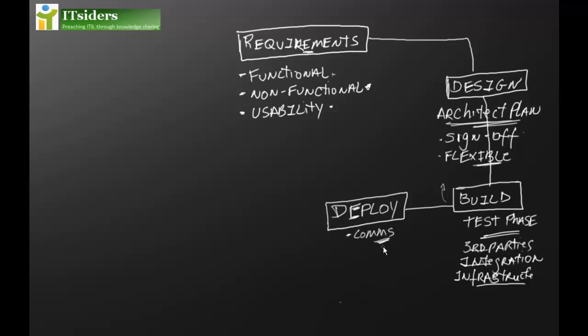Also, it's important to know how to manage expectation from the users. So another keyword here is expectation, right? And also how to manage resistance to change, right? So there are some keywords on the deploy that you cannot forget.